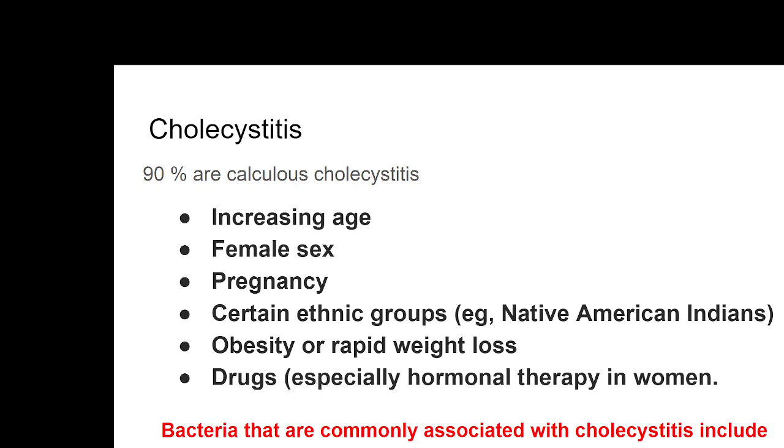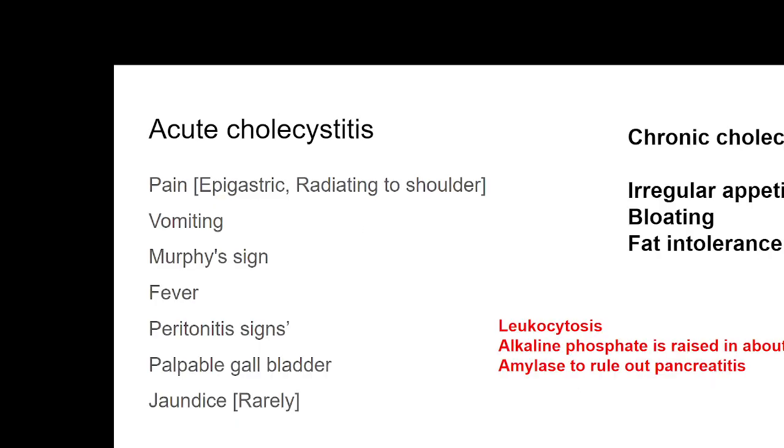Certain ethnic groups like Native American Indians have a very high incidence. In India, the incidence of acalculous cholecystitis is comparatively lesser compared to other areas of the world, whereas calculous cholecystitis is more common. Obesity and rapid weight loss can also be factors which trigger it. Drugs like hormonal therapy in women could also be a triggering factor. Organisms involved could be Escherichia coli, Streptococcus faecalis, Klebsiella, Enterococcus and Pseudomonas, and it may present in two forms: acute cholecystitis and chronic cholecystitis.